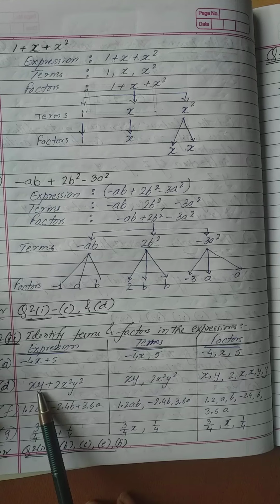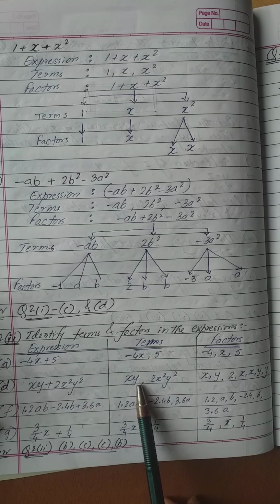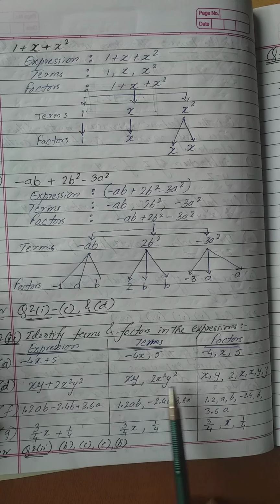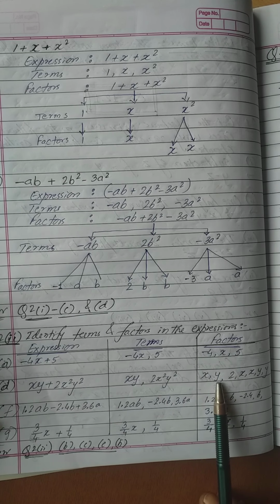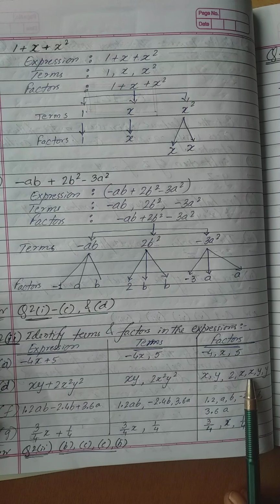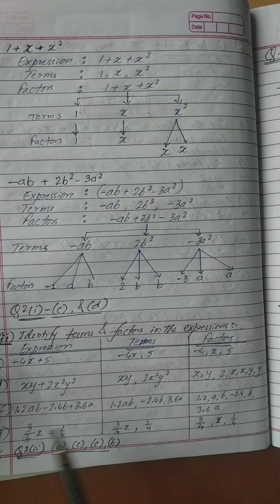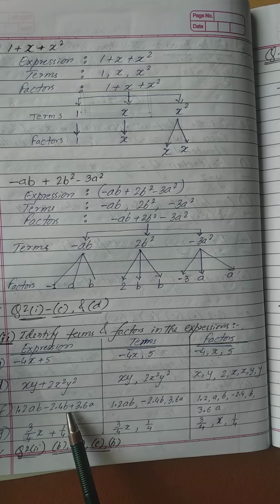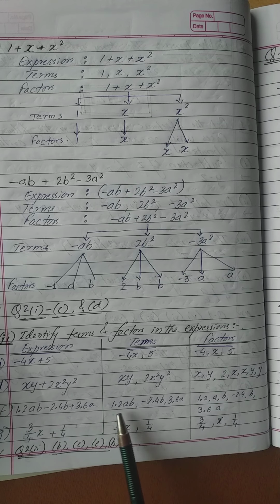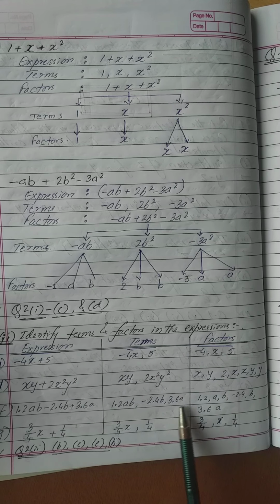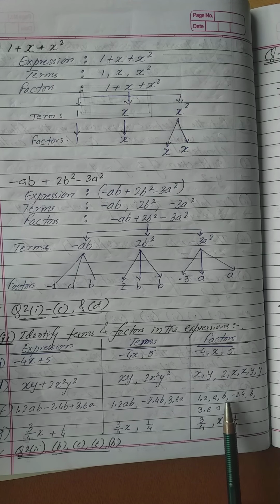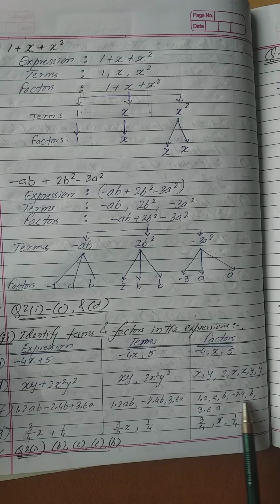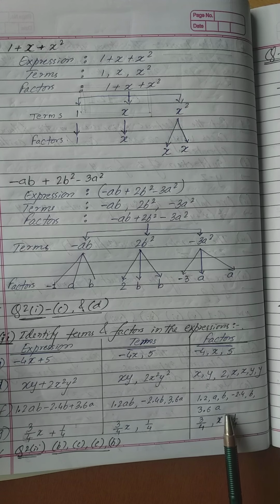Sum number D, xy plus 2x square y square. So the terms will be xy and 2x square y square. Accordingly the factors are x, y, 2, x, x, y and y. Sum number F, 1.2 AB minus 2.4 B plus 3.6 A. So the terms are 1.2 AB, minus 2.4 B and 3.6 A, and accordingly their factors will be 1.2, A, B, minus 2.4, B, 3.6, A.